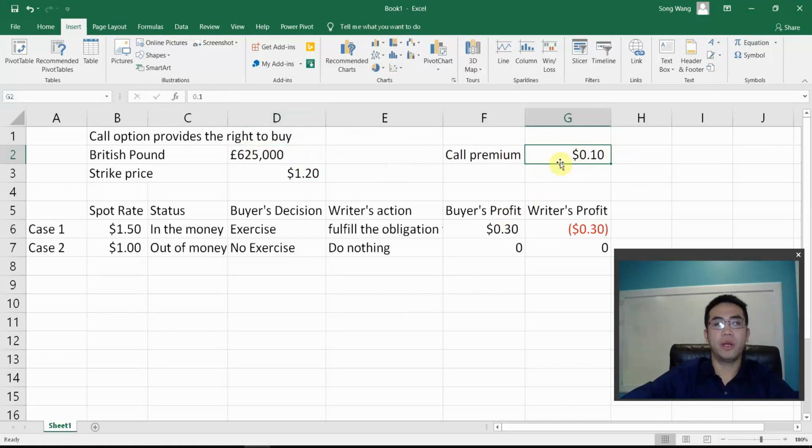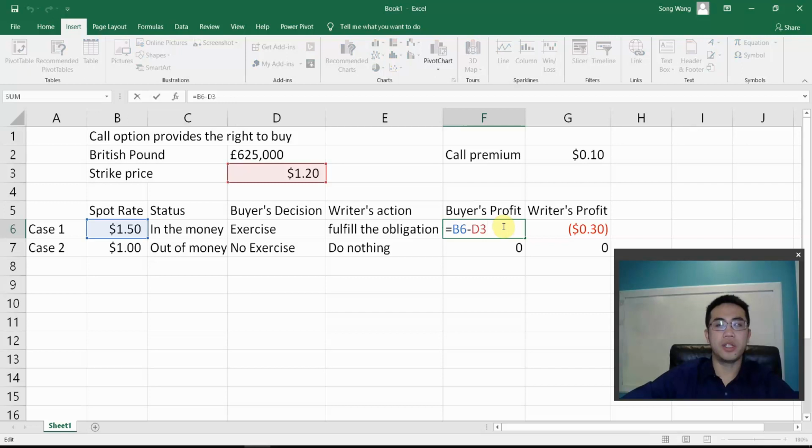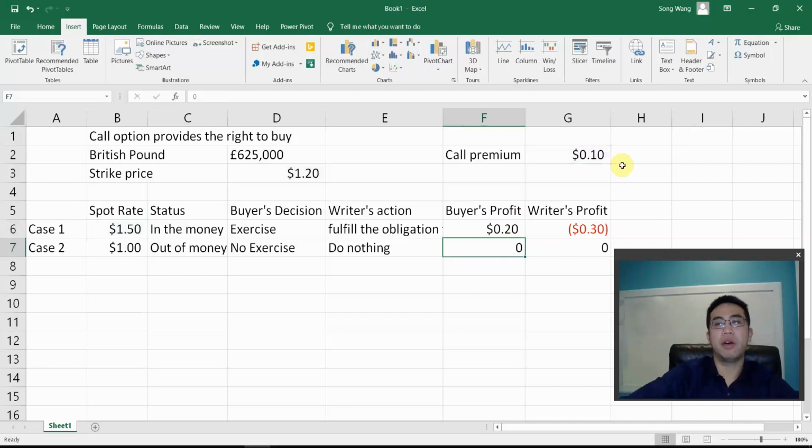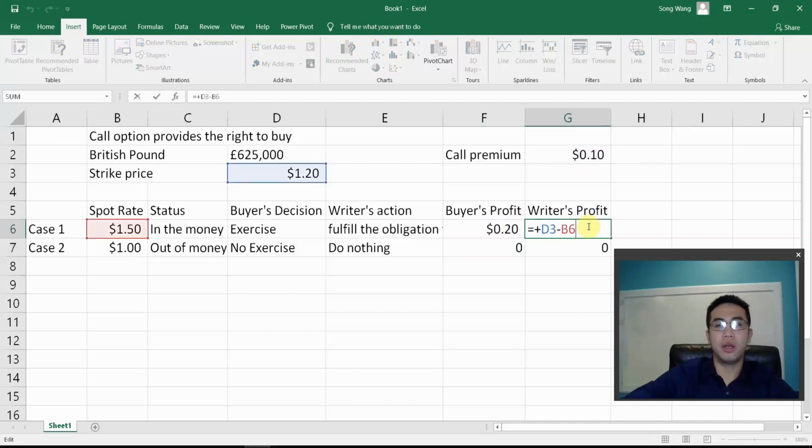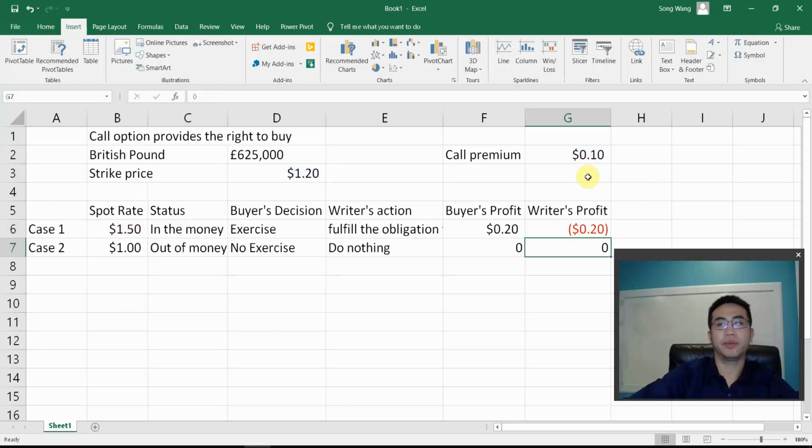So if we incorporate this call premium into our calculation, you will see that it should always stay in the buyer's profit. The buyer always pays the premium to the option writer. So that's always a negative part of the buyer's profit. And for the option writer, the profit always includes the premium received from the buyer. When the writer sells the option to the buyer, he or she would receive this 10 cents premium. And that's for case 1.